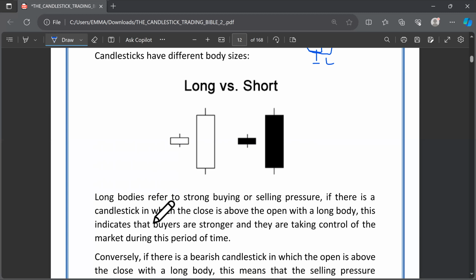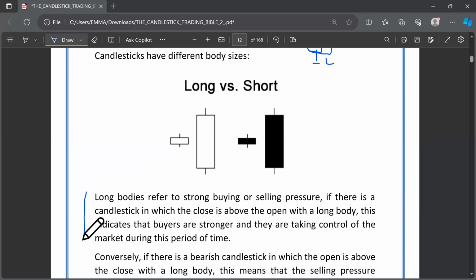So now, long bodies refer to strong buying or selling pressure. Long bodies, as I refer to them as the height, mean strong buying or selling pressure. If there is a candlestick in which the close is above the open with a long body, this indicates that buyers are stronger and they are taking control of the market during this period of time.